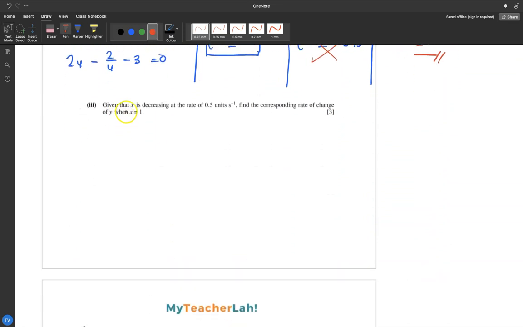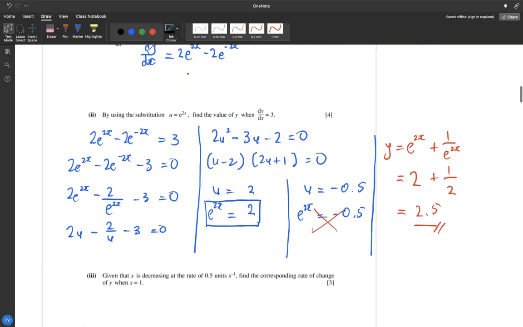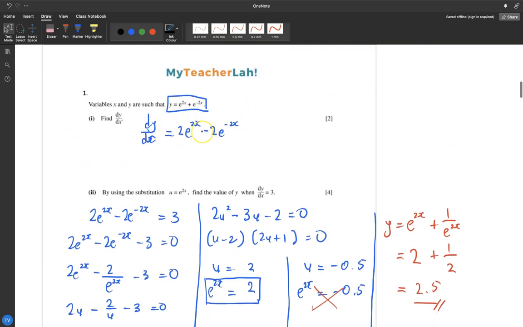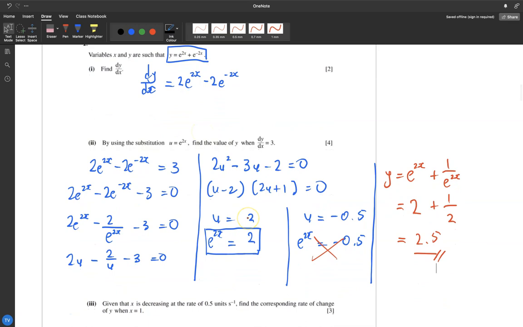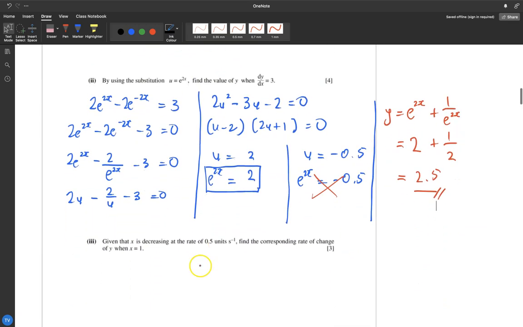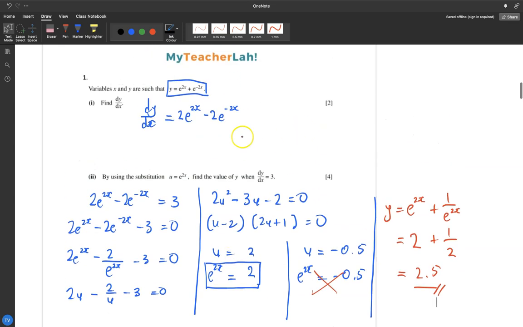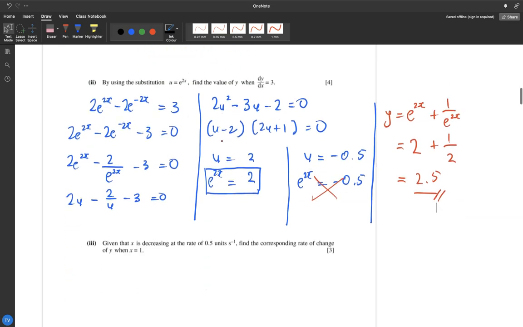Okay, so notice that most of these questions are related to each other, which means if you don't do this right, you will never get the answer for this. And you will never get the answer for this either, because they're all related. So you have to be very careful with the first part that you're actually doing.